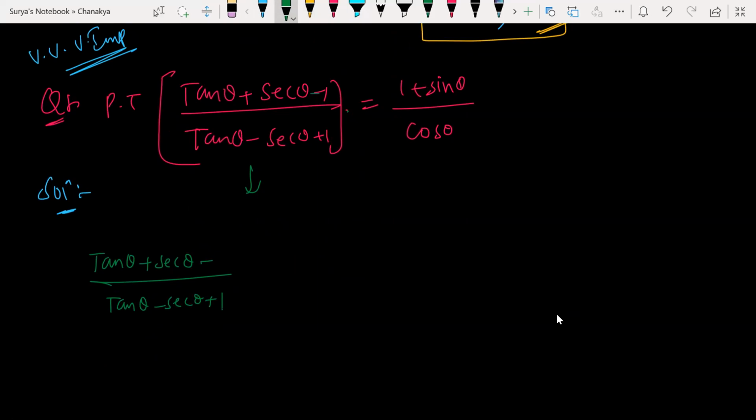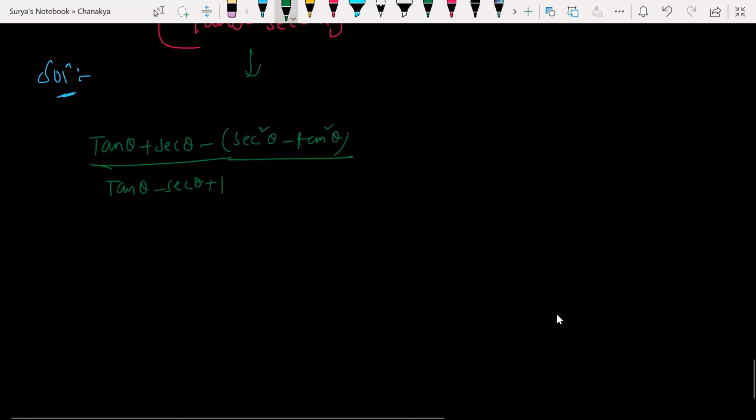Here we have -1, right? So that -1 can be written as what? Secant square theta minus tan square theta. Yes, sir. Now it becomes perfect. So now look here: tan theta plus secant theta minus secant theta plus tan theta.